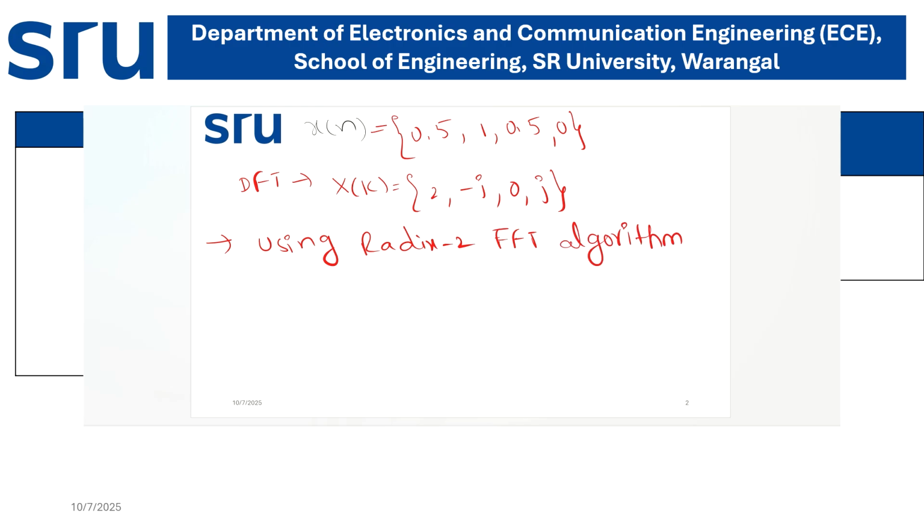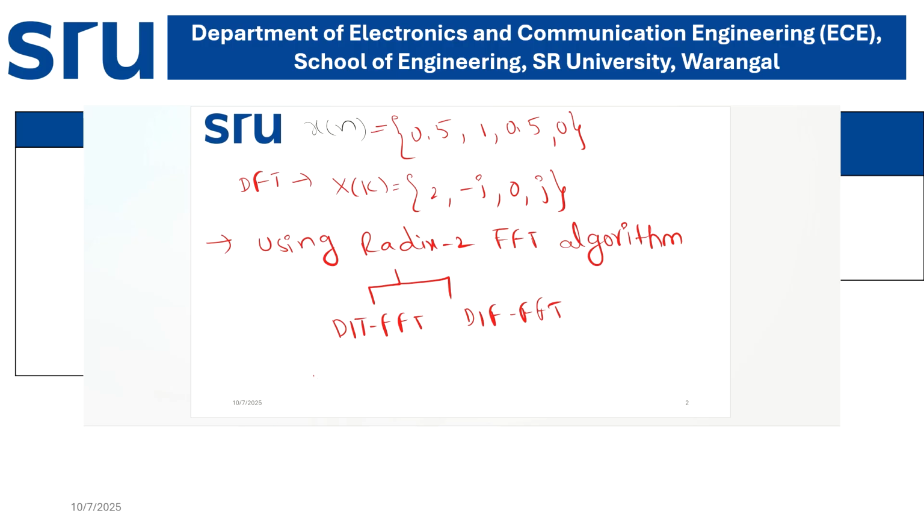So for the radix 2 FFT algorithm we have two types. First one is DIT FFT algorithm and second one is DIF FFT algorithm. Now in terms of DIT FFT algorithm, time will be decimated.